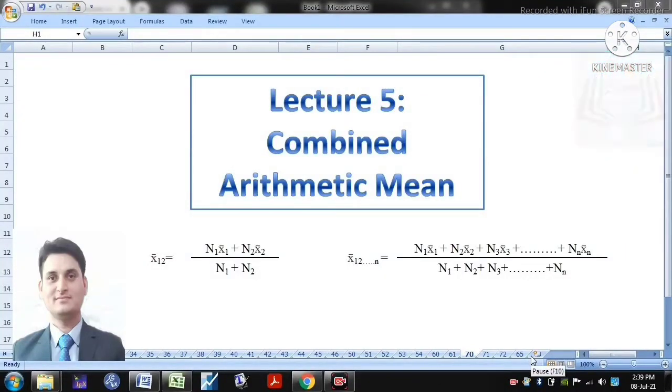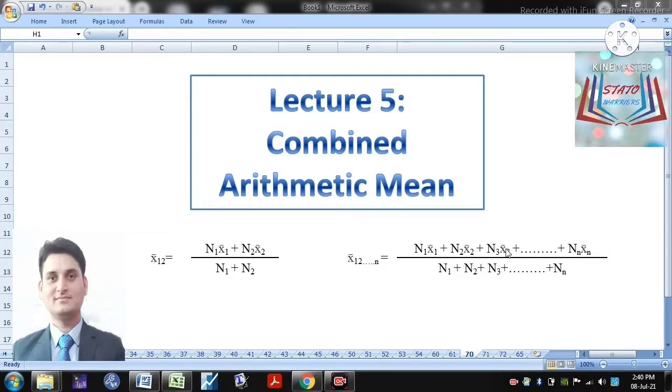Today we are going to learn about the combined arithmetic mean. The combined arithmetic mean of two or more groups is calculated by finding the sum of the values of all the observations of all the groups and then dividing the sum by the total number of observations in all these groups.